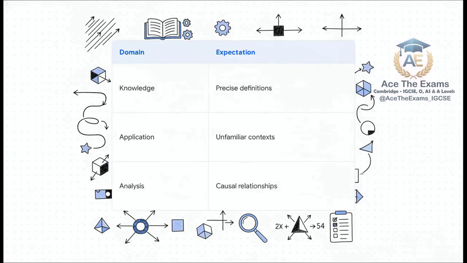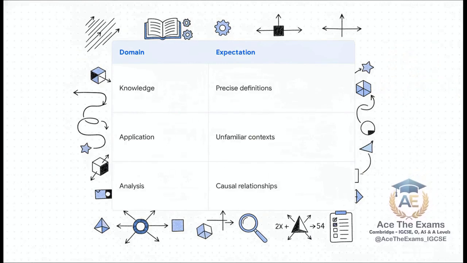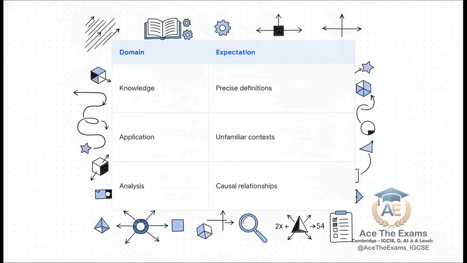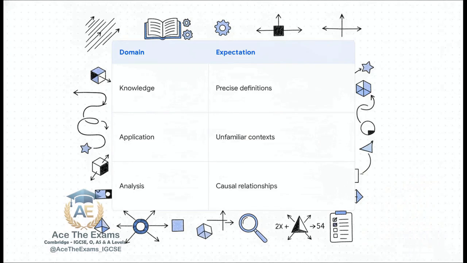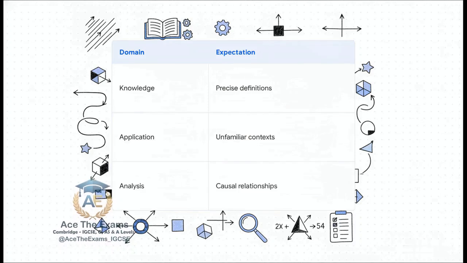Here is a hard truth about A-level mathematics. Raw memorization of a vector equation simply isn't enough to secure top marks anymore. Examiners are not just checking if you have a formula sheet memorized, they are rigorously testing you across 3 distinct cognitive domains. First up, we have knowledge and understanding. This is your absolute base layer. It requires total mastery of precise definitions and foundational formulas.